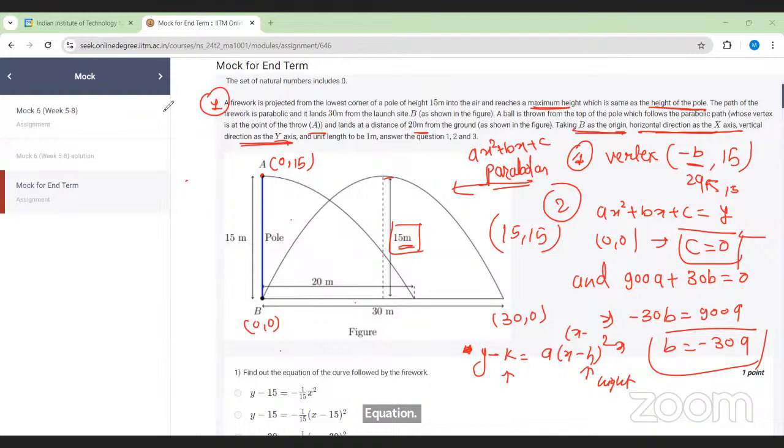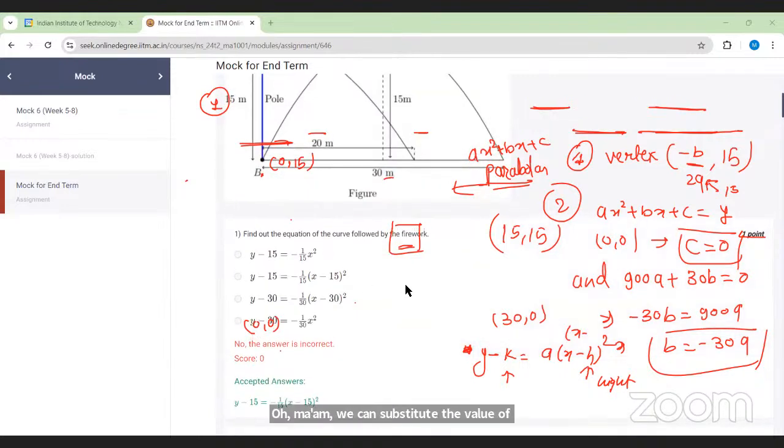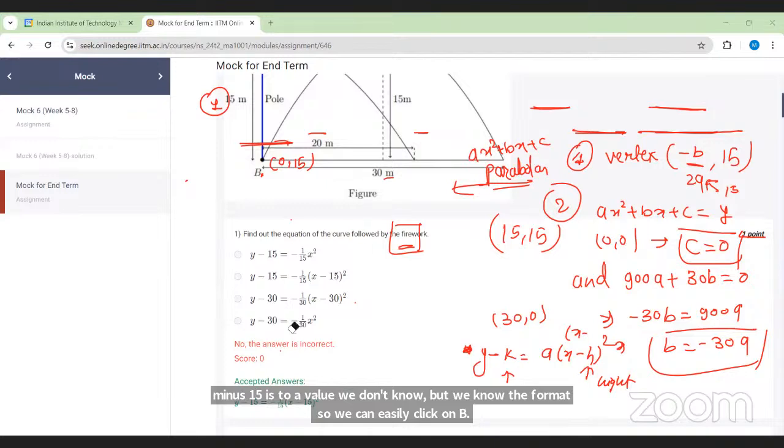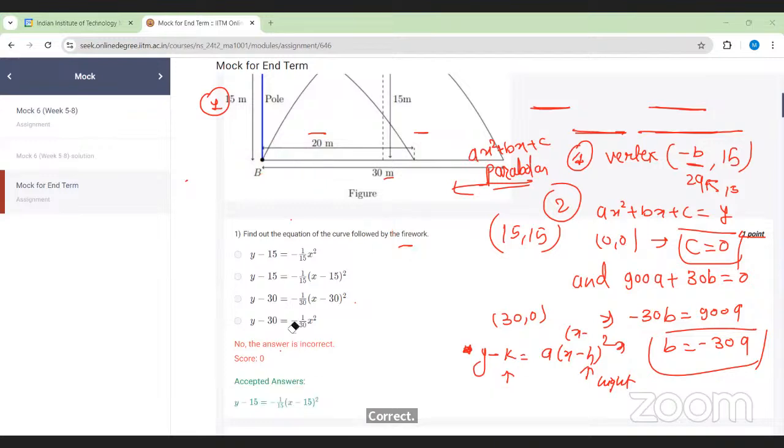Ma'am, we can substitute the value of B there, right? B is equal to minus 30 by A. So then we can substitute the value of B, minus 30. So here the only option that follows is this one, B. Y minus 15 is equal to A times something. We don't know the value of A, but we know the format, so we can easily click on B. Correct? Am I right? Yes, ma'am.